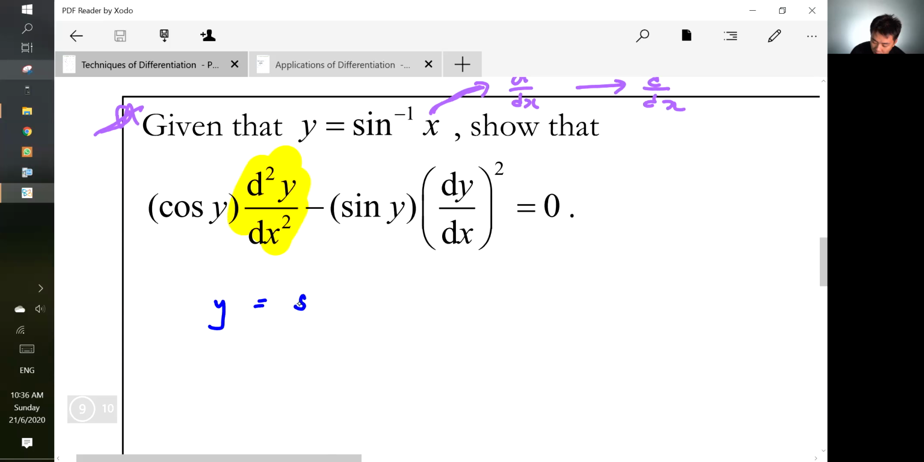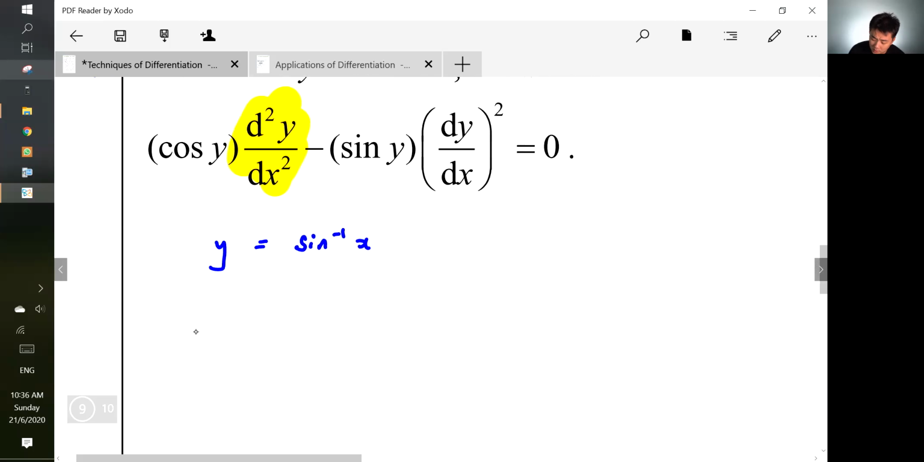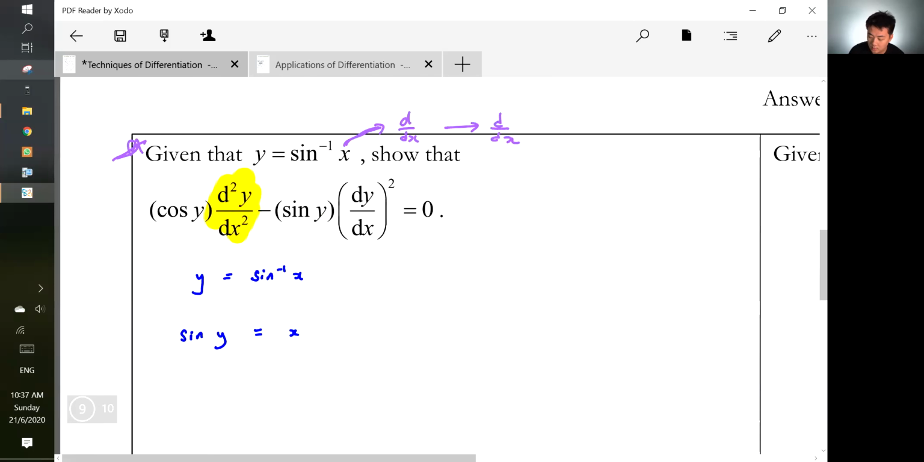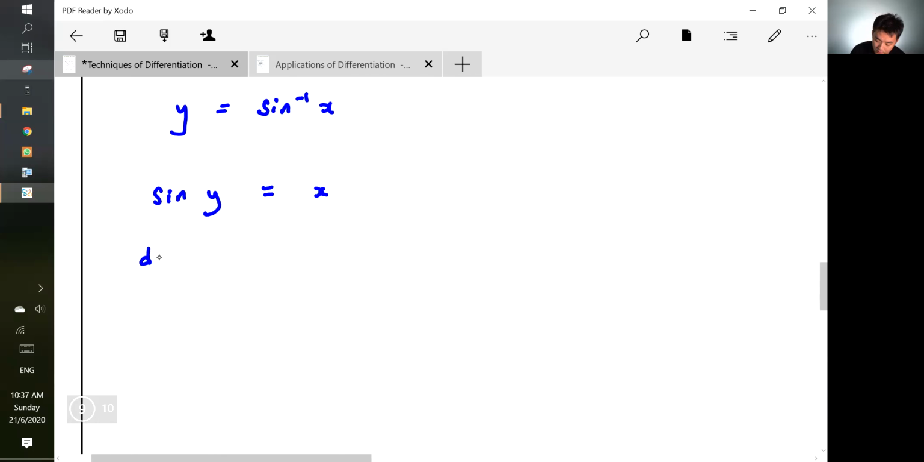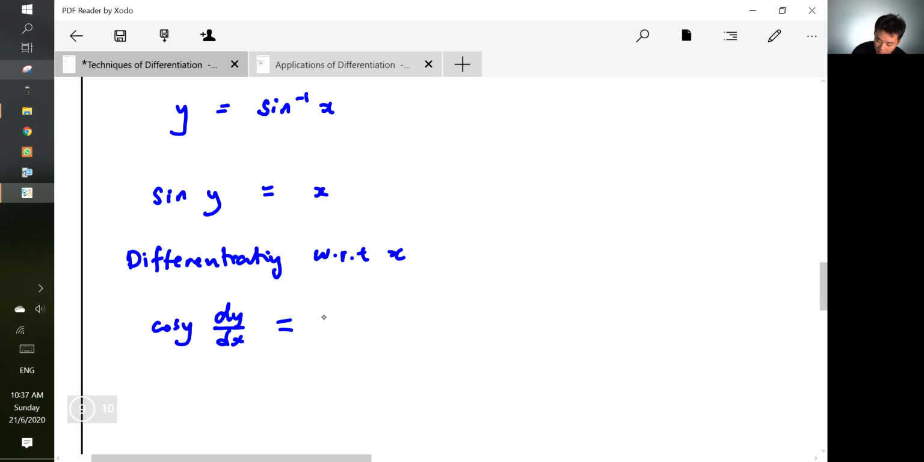Remember, you must always rearrange first before you try and do your expression, right? So this one here, because everything is in terms of cos and sine, you just move your sine over, just like that. Okay, then you start differentiating. So differentiating with respect to x. This one, sine y will give you cosine y, dy dx. The one on the right will give you 1.